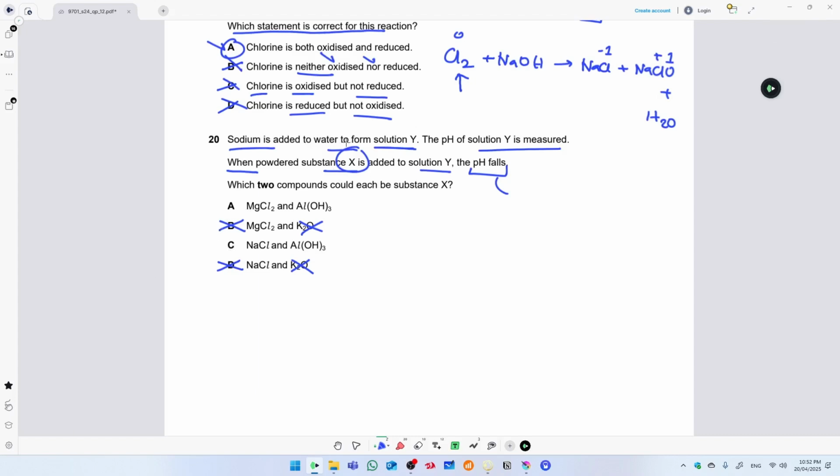Sodium is added to water to form solution Y. The pH is 13, a very basic pH. When the substance X is added to solution Y, the pH falls. So which two could be substance X? It has to be something acidic. NaCl is a neutral solution, so C is not the answer. MgCl has a pH of 6.5, which is slightly acidic. It still counts, so A is the answer.